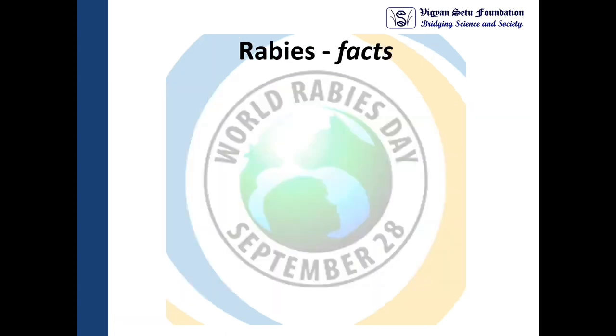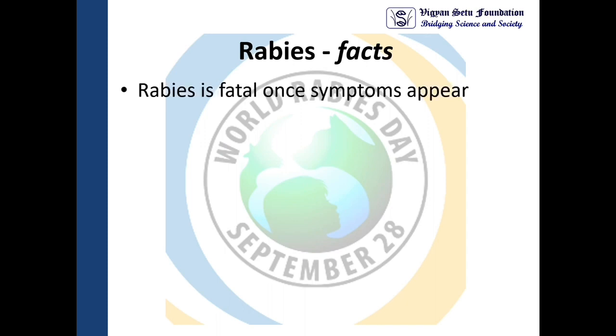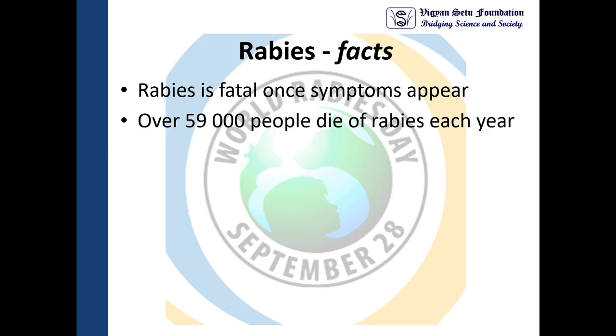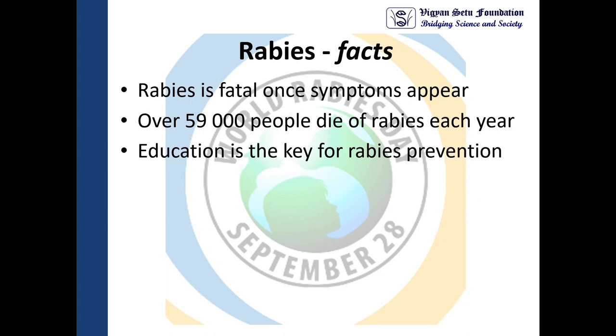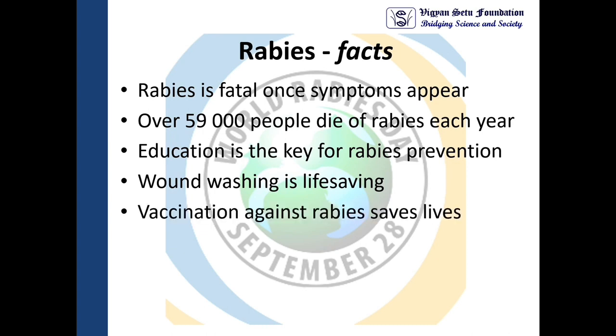Now, to sum up, let's have certain rabies facts. Rabies is fatal once the symptoms start appearing. Over 59,000 people die of rabies each year. Education is the key for rabies prevention. Wound washing is always life-saving. Vaccination against rabies saves lives.